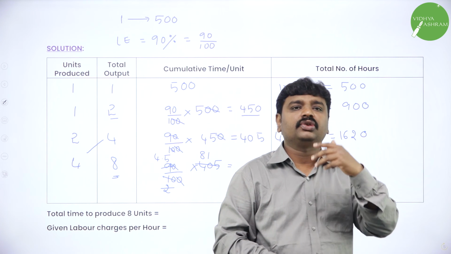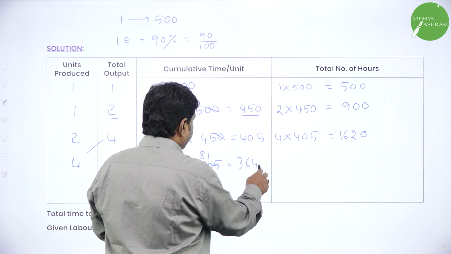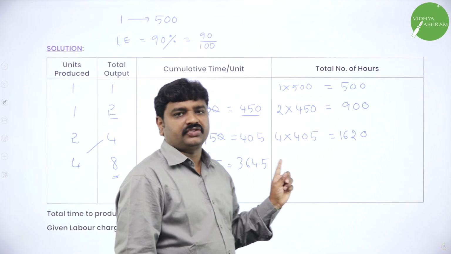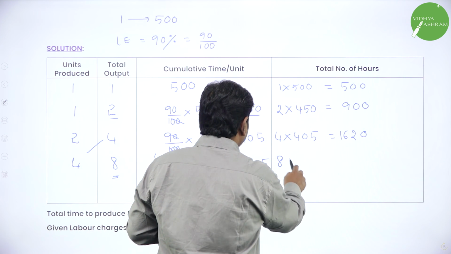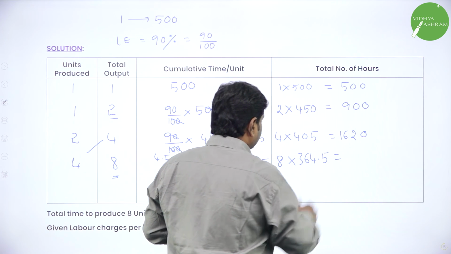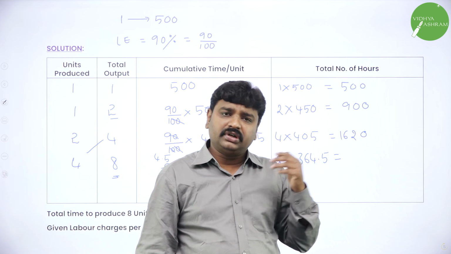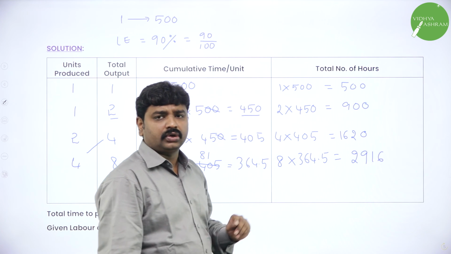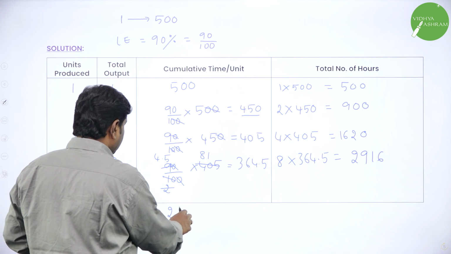You can use calculators for this. After you multiply, you will get 364.5. So 4.5 into 81 you do, you will get this value. Then multiply these two. 8 into 364.5 is equal to, again use calculator, don't make errors, so that you will get the exact value. You will get 2916. This is the total number of hours. So we'll write it here.